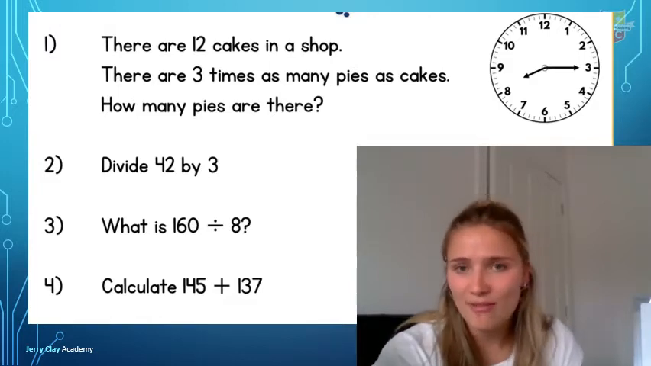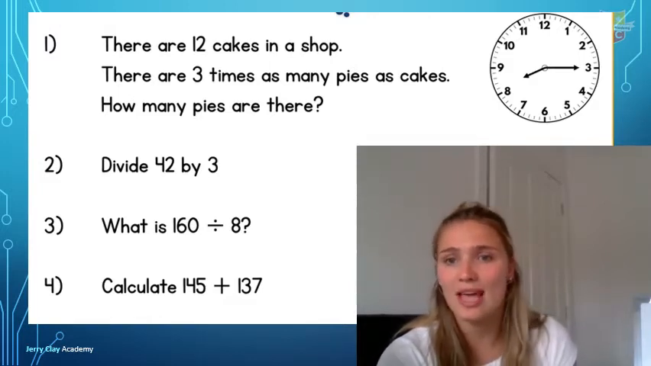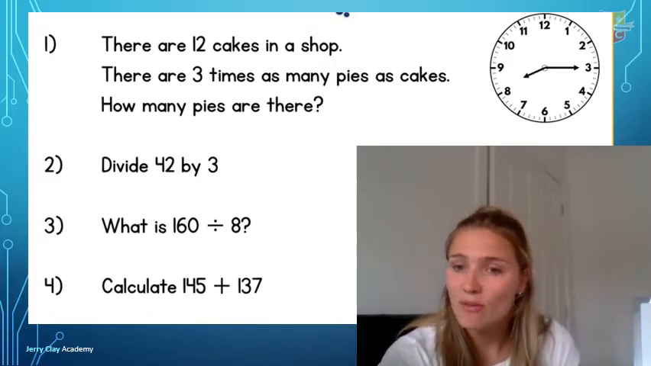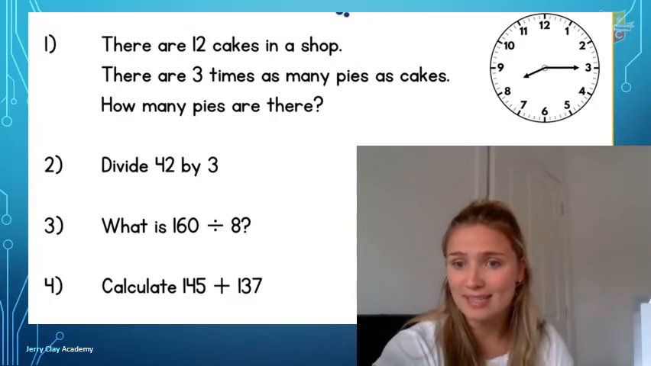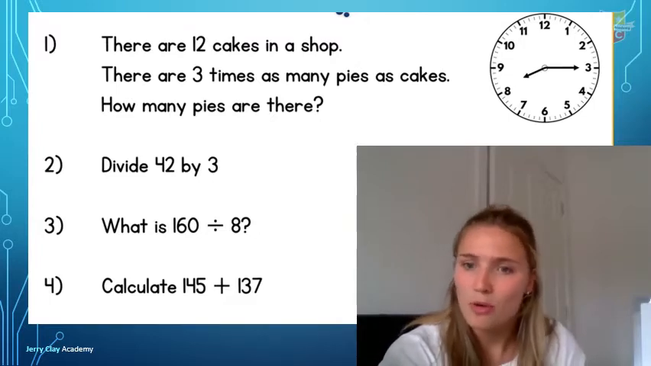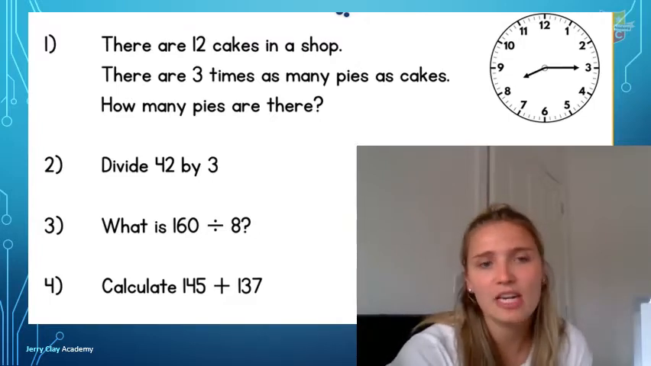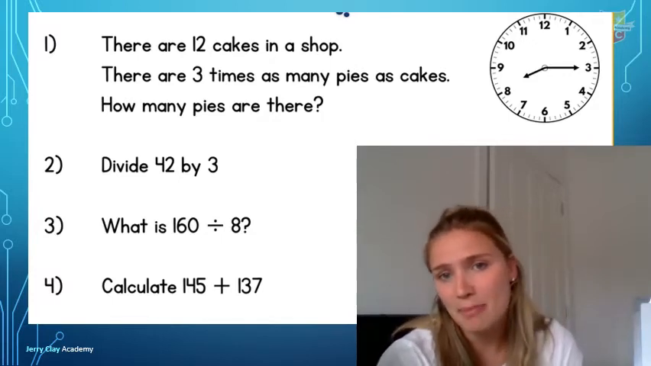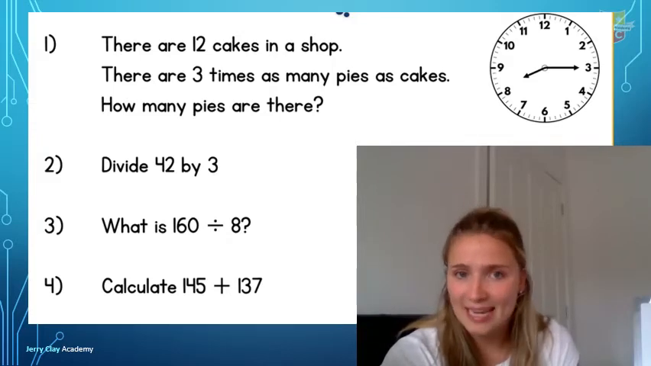Okay, so I'd like you to have a go at doing this. First of all, telling me the time on the analog clock. Then for some bonus points, convert it into the digital and what it would be as AM and what it would be as PM, so morning and afternoon. Then having a go at number 1, there are 12 cakes in the shop. There are 3 times as many pies as cakes. How many pies are there?